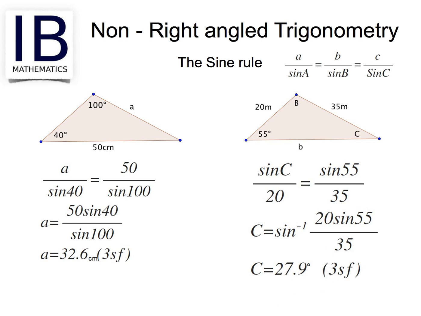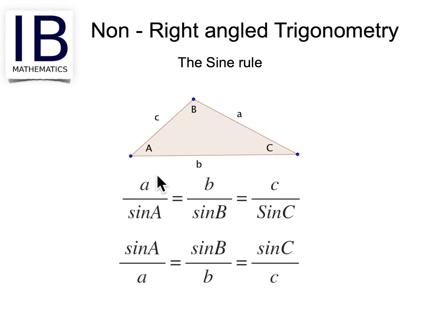So you can use the sine rule to link four pieces of information together about a given triangle, and as long as you know three of them, you'll be able to solve for the fourth. And so that's the skill of using the sine rule.